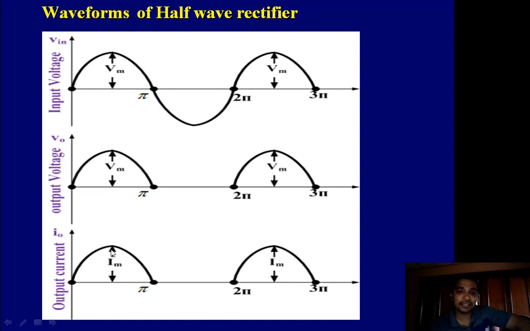This is the current. Don't think these two are the same. The maximum current I maximum is equal to V maximum divided by the resistance of the circuit, right? This is the current, and this is the voltage waveform.